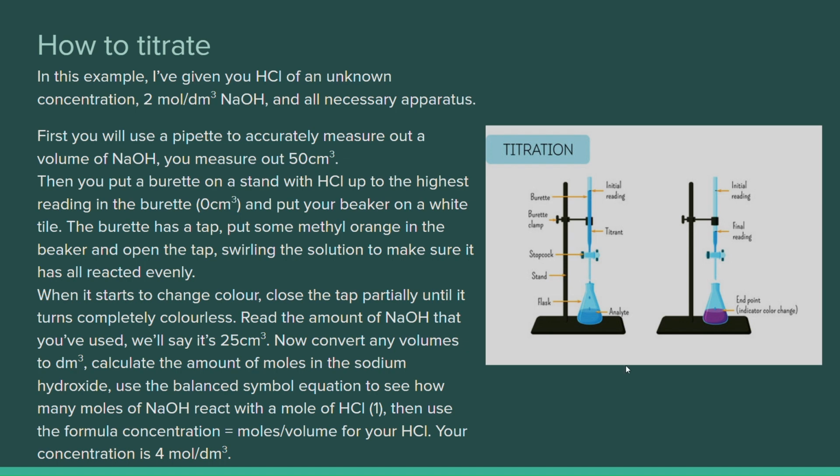which will be 0 centimeter cubed, which is up here. It starts from 0 and then higher numbers are lower down the burette. And you put your beaker on a white tile. The burette has a tap. Put some methyl orange in the beaker and open the tap.